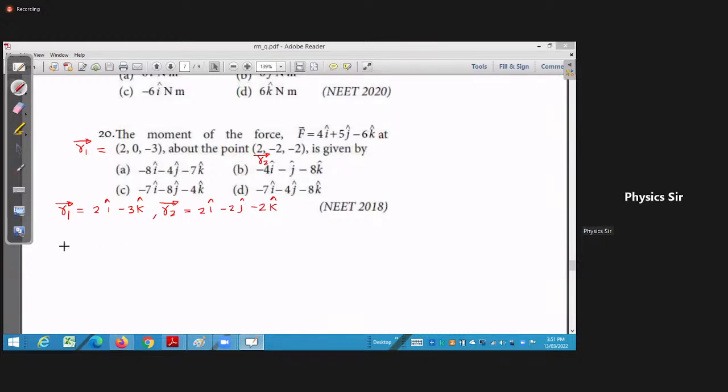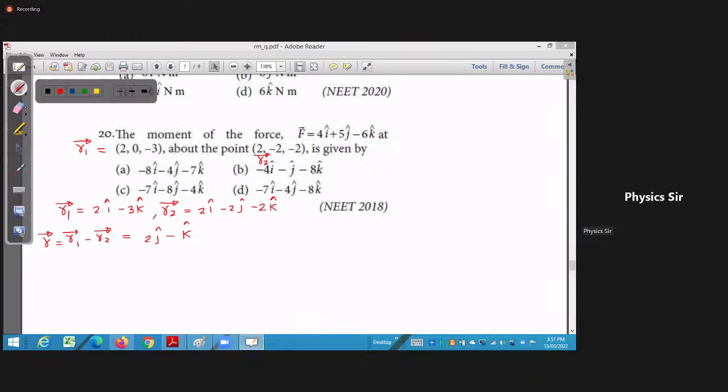So about this point, it means I need to find vector r1 minus vector r2. What is vector r1 minus vector r2? 2i minus 2i will be 0. 0 minus 2j will be 2j. And minus 3k minus 2k will become plus, so this will become k cap. Let me call this the vector r. So I've got the value of vector r.